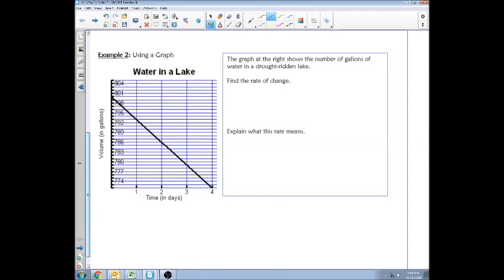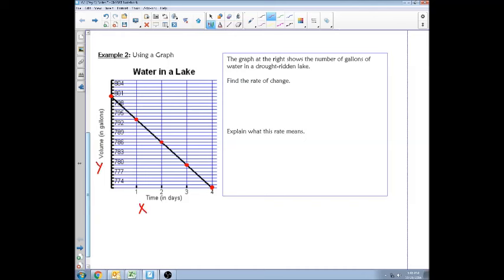This is using a graph. So we just figured out how to use a table. Now we want to figure out how to use a graph. The most important thing that you want to do when you have a graph is find some points that cross perfectly at an intersection. If they cross perfectly at an intersection, that means that I can actually figure out the x and y values. Well, my x's are always on the bottom, my y's are always on the side.